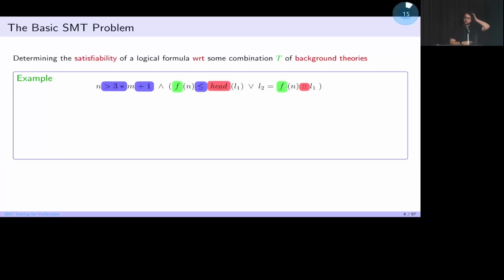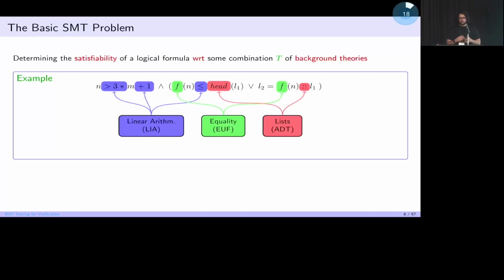What this means is that if you look at a problem like this, there are several parts of this formula that range over different kinds of theories. So we have in purple, arithmetic. We have in green, general functions. And we also have in red things about data types. So here I have the selector of a data type, I have constructors of data types, and so on. And these are all the different theories that can occur in a problem, and then you are trying to determine if this formula can be made true while respecting the properties of each one of these theories, right?